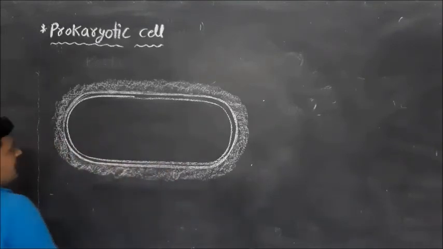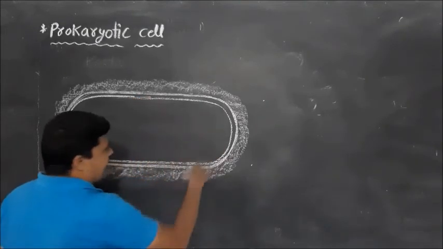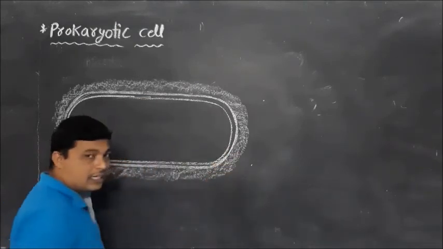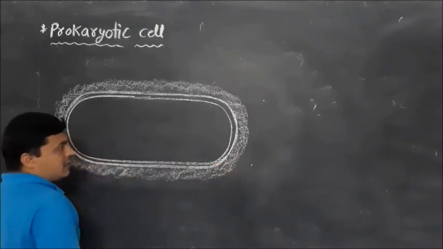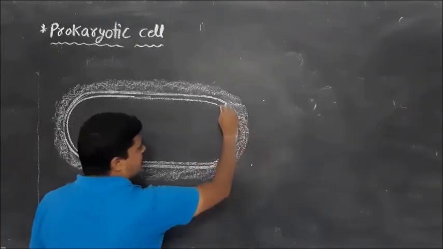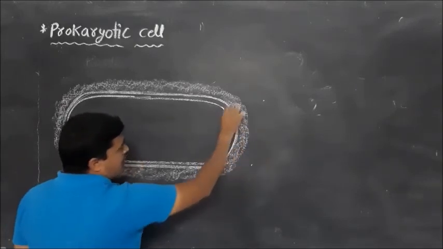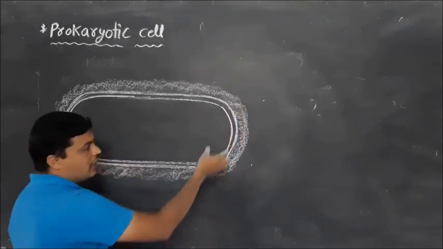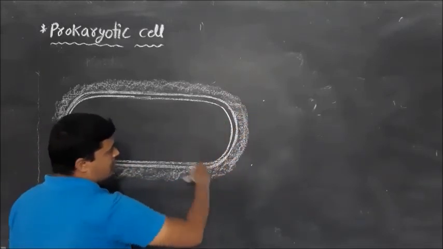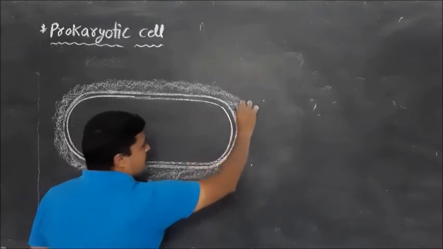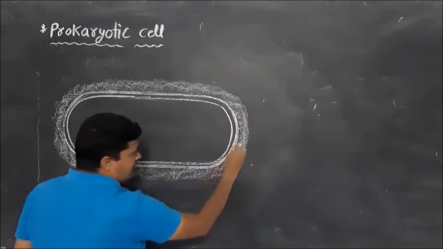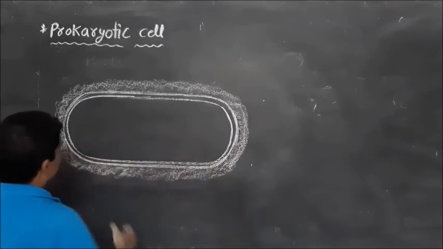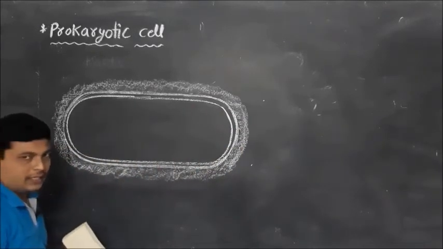Just observe here, this entire bacterium is covered by three layers. What are the three layers from inside to outside? Cell membrane, cell wall, and slime layer. What are the layers surrounding the bacterium from outside to inside? Slime layer, cell wall, and cell membrane. So these three layers cover the entire bacterium.